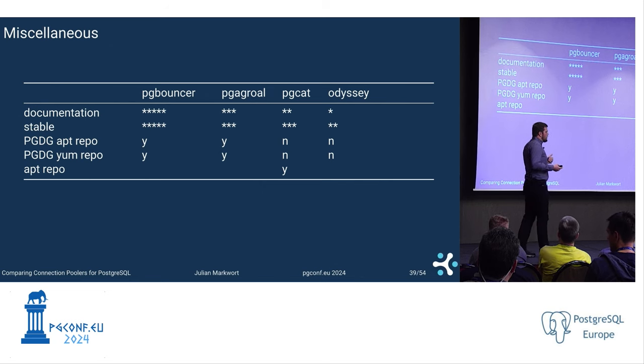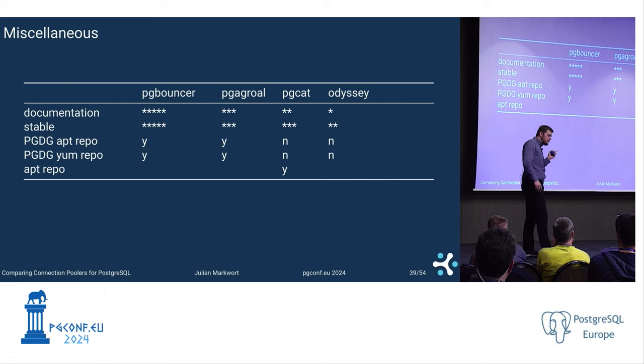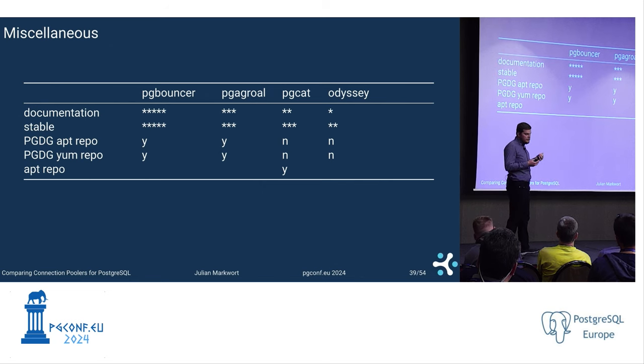For me, it was in some parts, and maybe I'm wrong about some of these features being supported or not supported, but for example, for Odyssey, I was looking through the documentation trying to figure out if it was supporting this statement level pooling, because in one of the issues, I saw a mention that sounded to me like it would support this, but I did not find this anywhere in the documentation, so I have to assume that it's not supported.